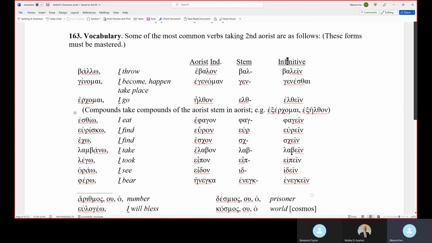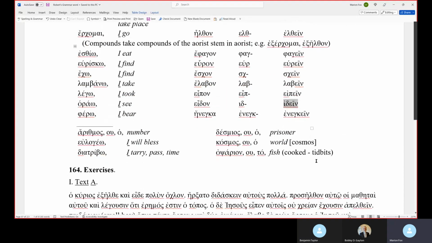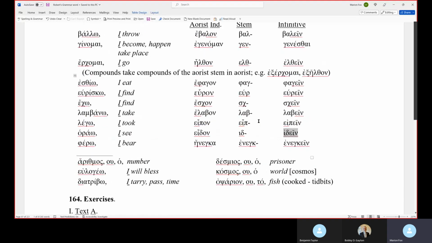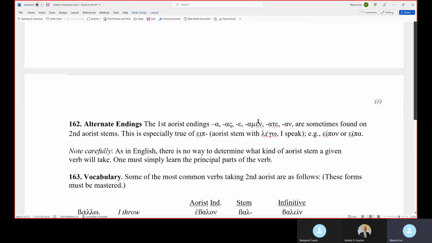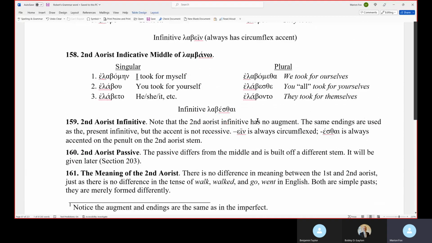Here's your infinitive form. There's your infinitive right here, idane. You'll see this word quite a lot in the New Testament. This is a present infinitive right here, a form right here. Now your aorist infinitive, remember, it's going to take a little bit different ending. There's your aorist ending if you had that aorist infinitive.